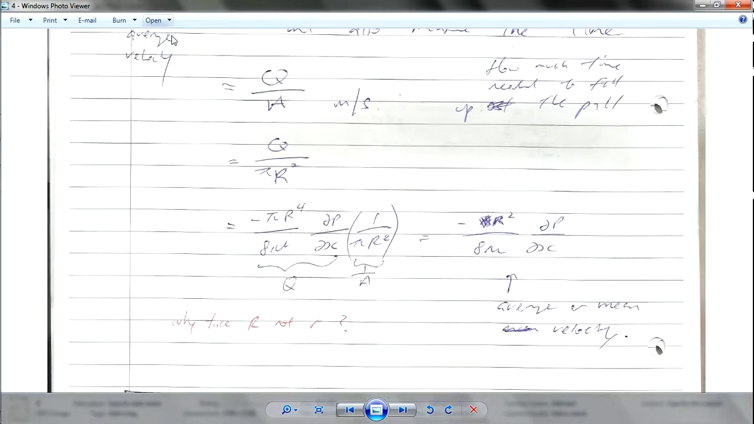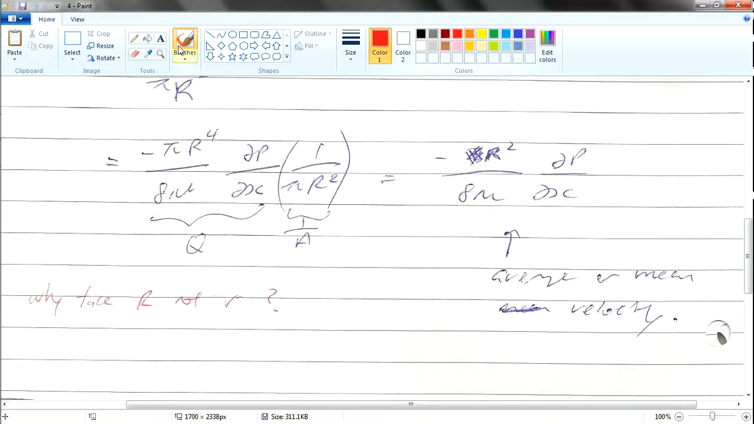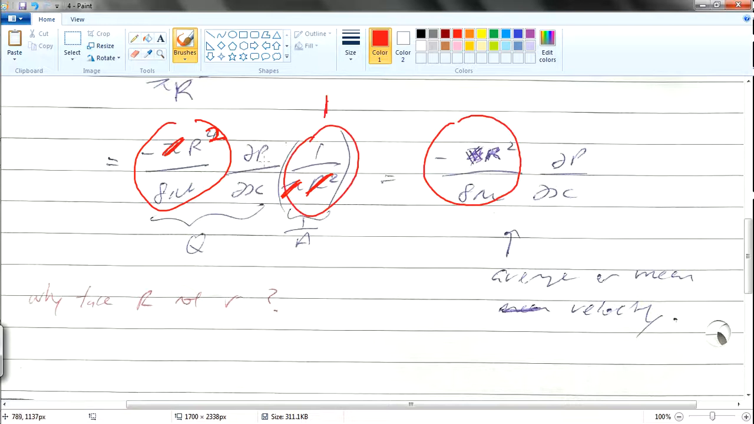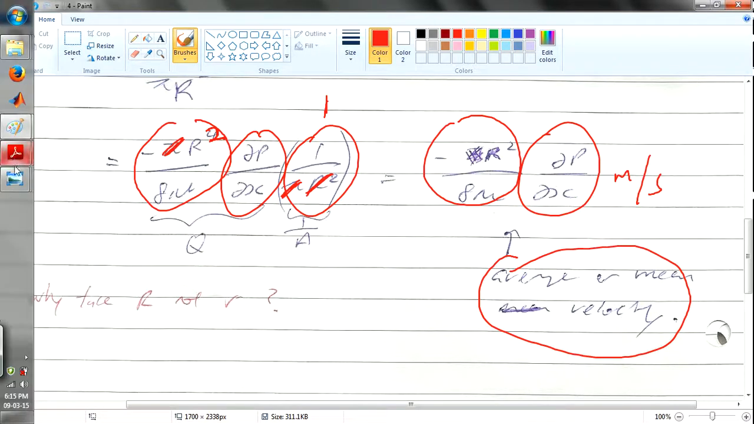Once I cancel this, I'll have 2 over here. And then I can cancel the pi also. This leaves me with minus r square over 8 nu, and this portion becomes 1 already. Then this is partial p partial x. So you have the average or mean velocity in meter per second. So this is your average velocity.